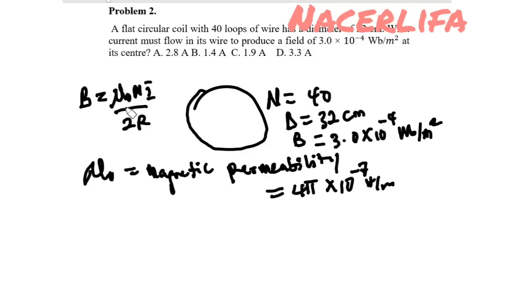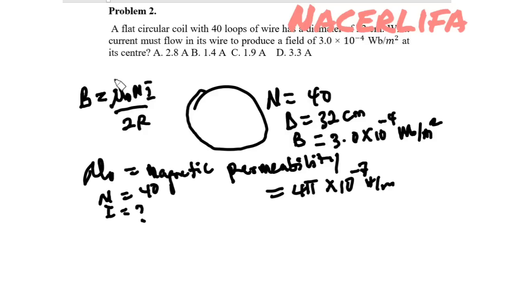And N is the number of loops. We have 40 loops, so you can see the number of turns. N is 40. And the current is what we are looking for. The current, we don't know it. The R, the radius, we can get from this diameter. Of course, we know that radius is diameter upon 2.